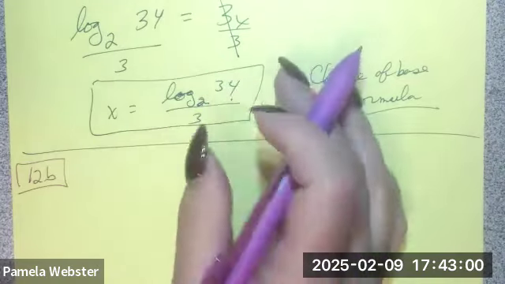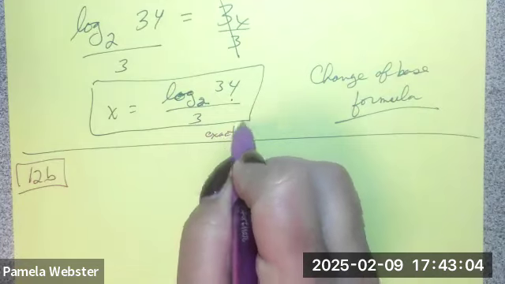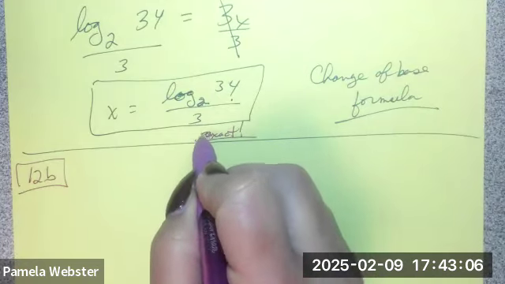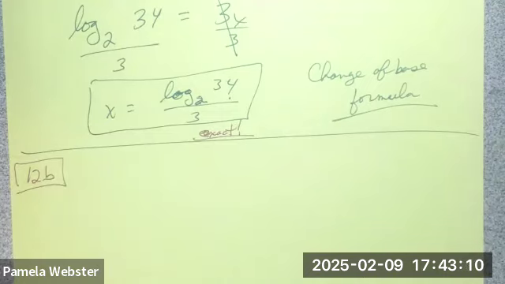We don't need a decimal. We don't need an approximation. This is an exact answer. Okay, exact. I like it. We don't need 5.29 or whatever it is. Okay, so don't do that. Leave it alone.